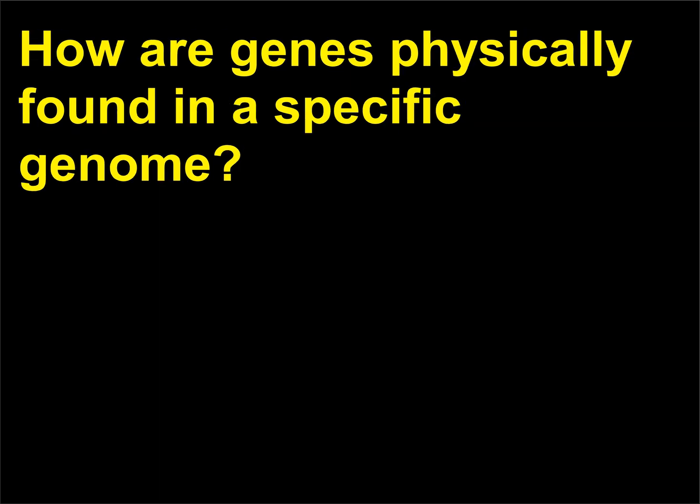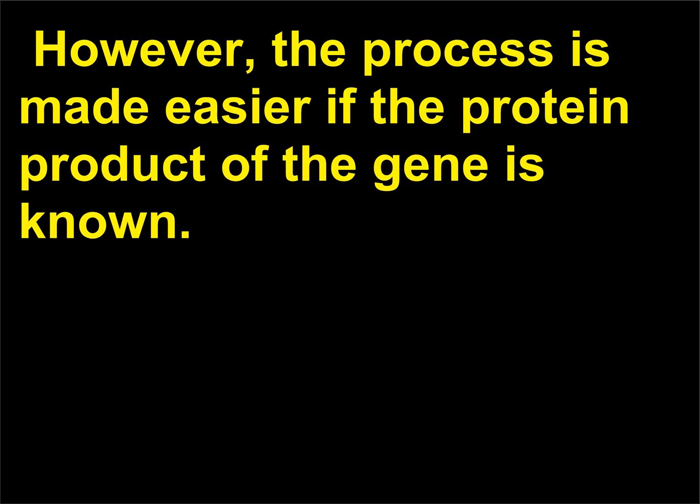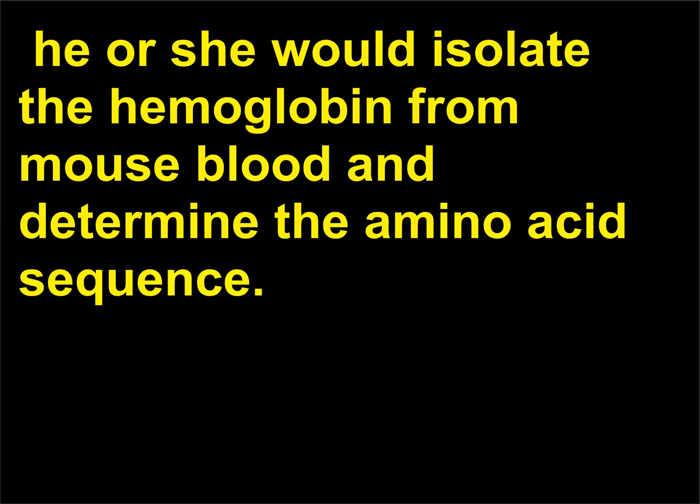How are genes physically found in a specific genome? Finding one gene out of a possible 30,000 to 40,000 genes in the human genome is a difficult task. However, the process is made easier if the protein product of the gene is known. As an example, if a researcher is looking to find the gene for mouse hemoglobin, he or she would isolate the hemoglobin from mouse blood and determine the amino acid sequence.